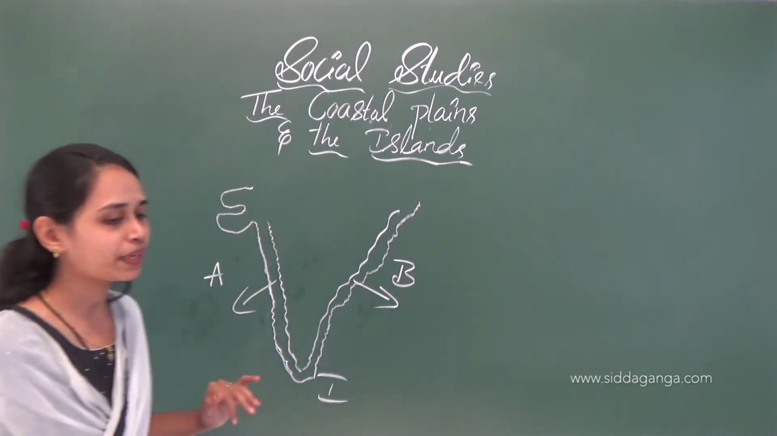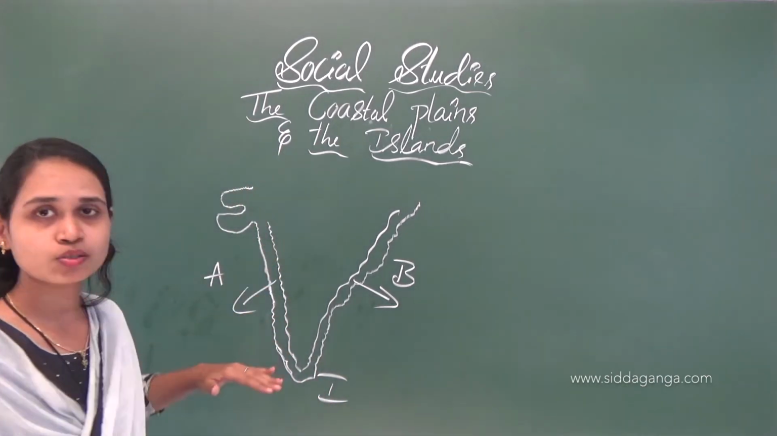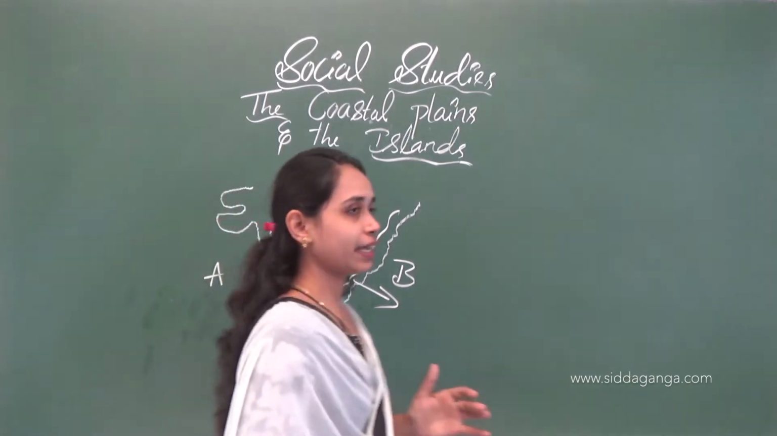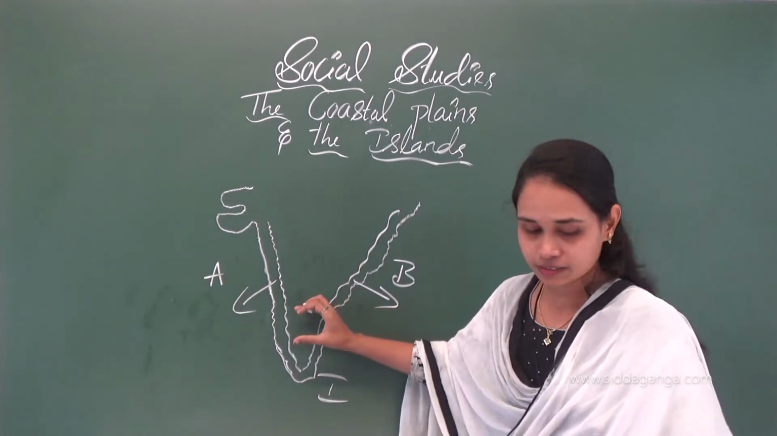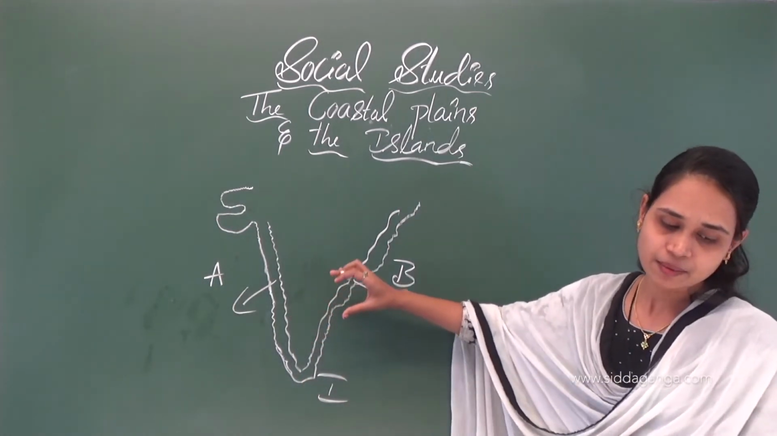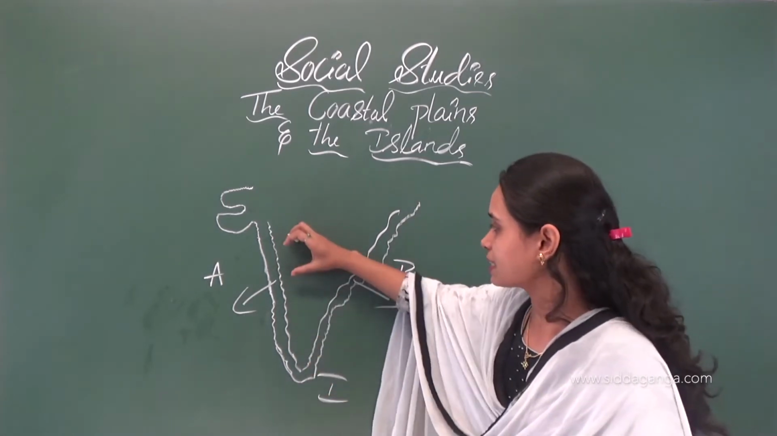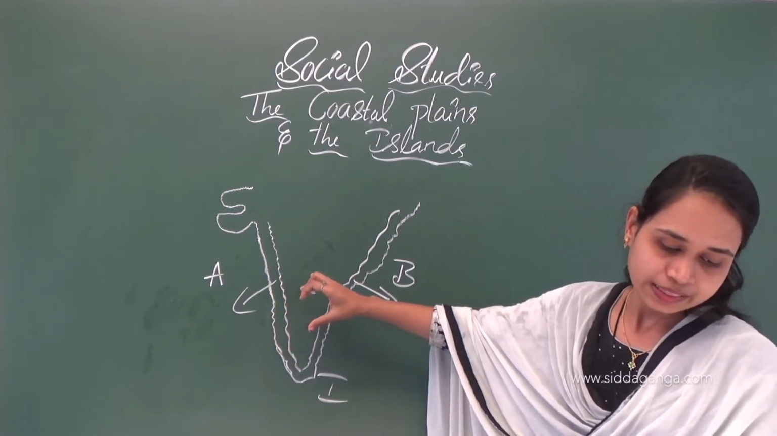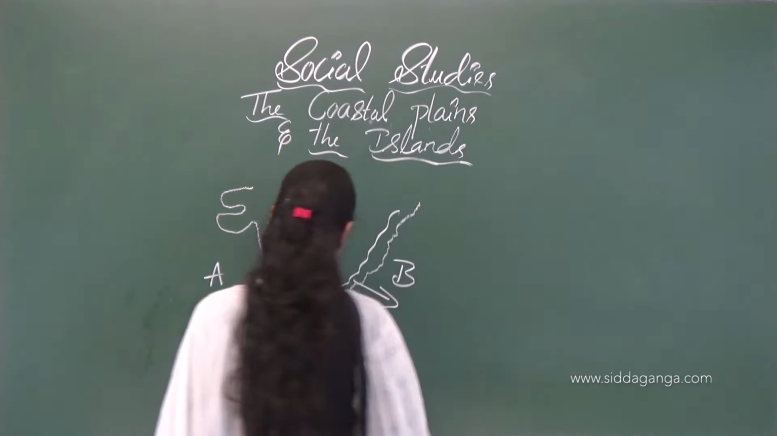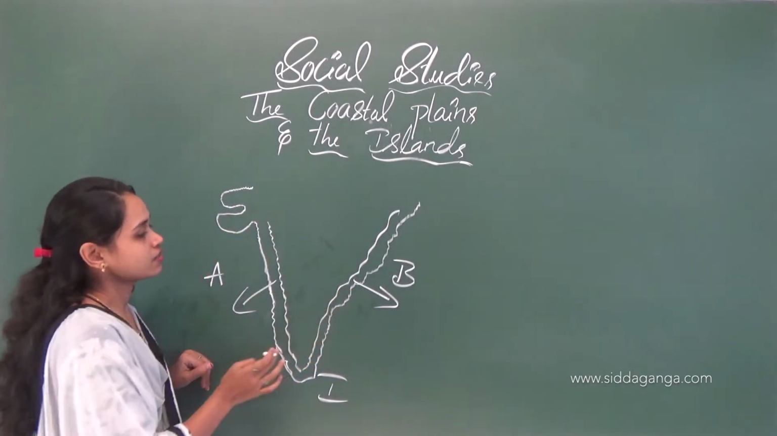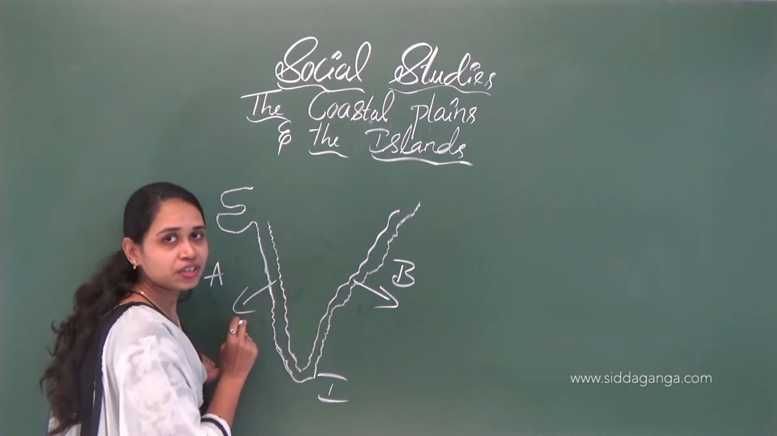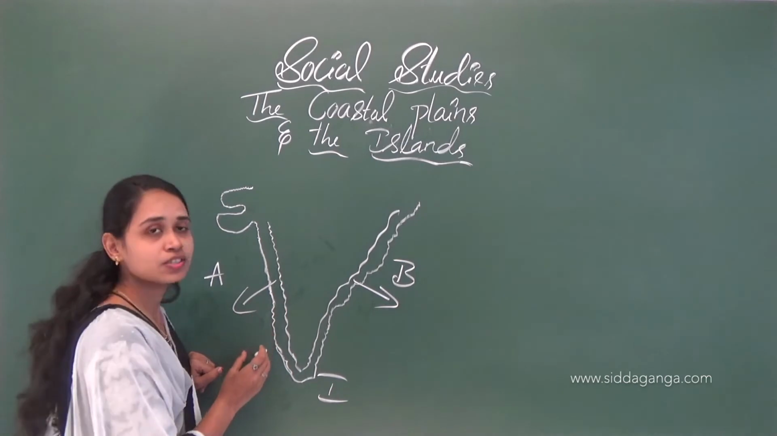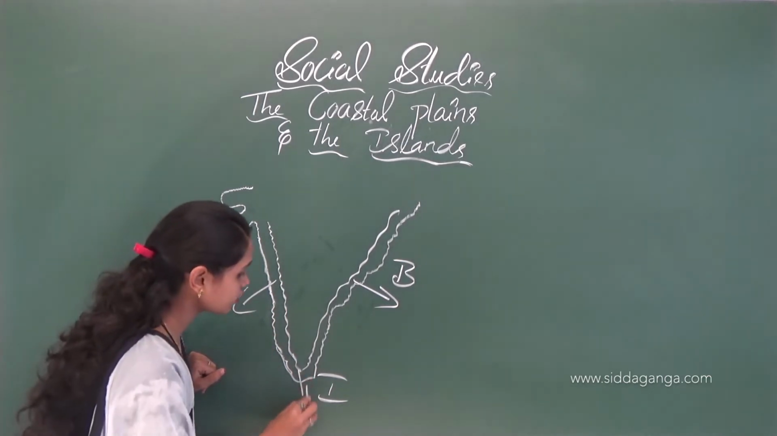So the Deccan Plateau separated these plains. We already discussed it. What does the Deccan Plateau do? It separated the plains from each other, okay? These plains meet at Kanyakumari. The Eastern and Western Ghats also meet here at Kanyakumari, and like that the coastal plains also meet here at Kanyakumari, okay?